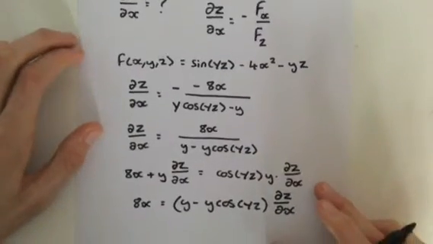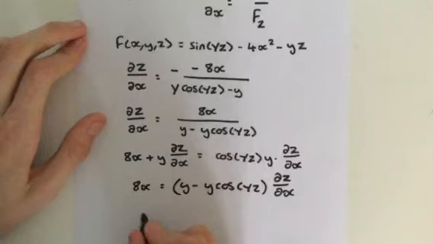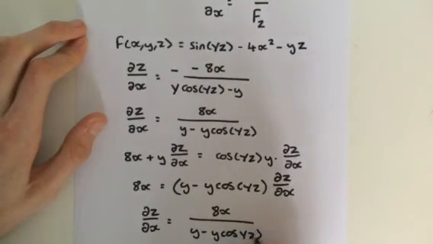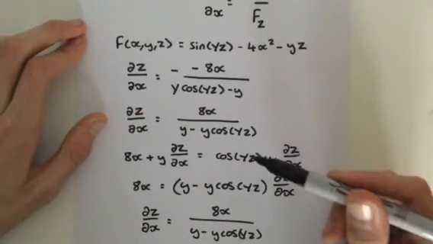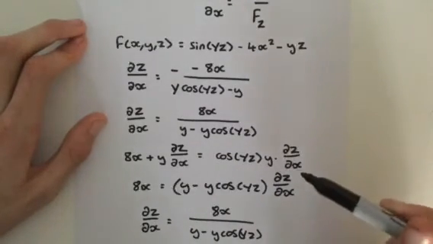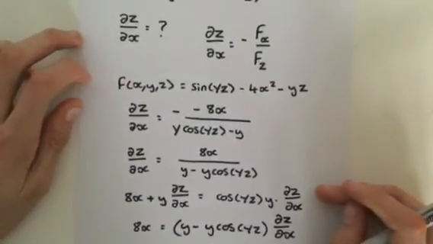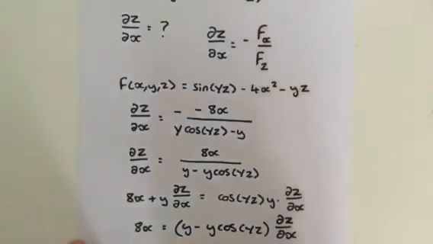And to rearrange to find the partial of z with respect to x, we just divide by this term here. And finally, we get 8x divided by y minus y cosine of yz, which is what we got when we used the implicit function theorem. So in my opinion, the implicit function theorem is a lot quicker and a lot easier compared to your ordinary implicit partial differentiation.